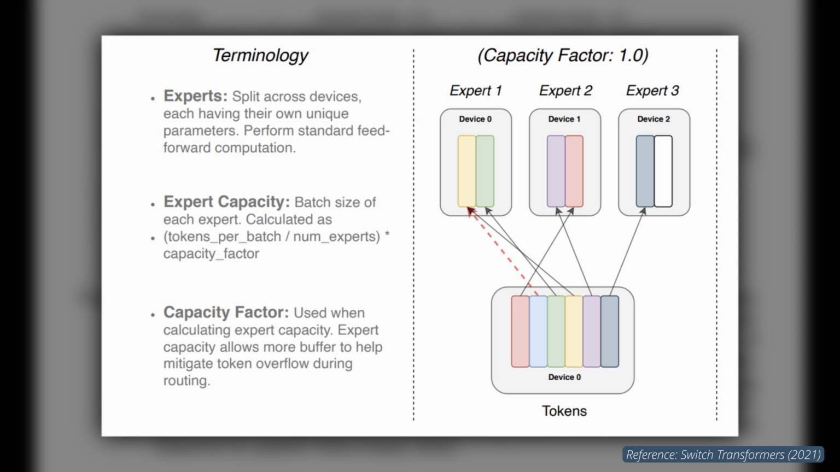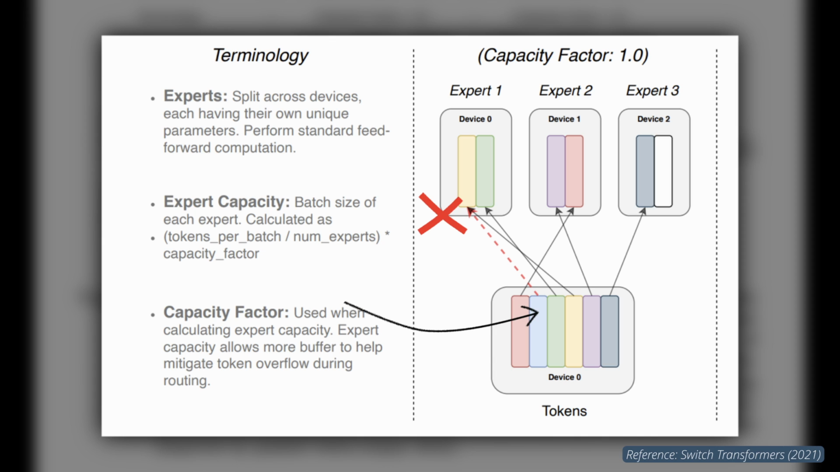When the expert is filled up to capacity, new tokens are no longer routed to it, even if they were the highest probability ones. As you can see, this blue token is not getting selected for this expert, as shown beautifully by this red dotted line.